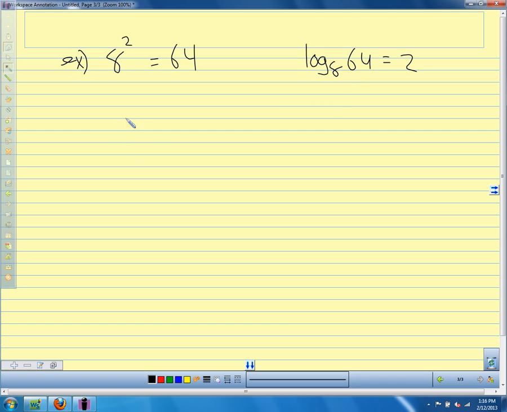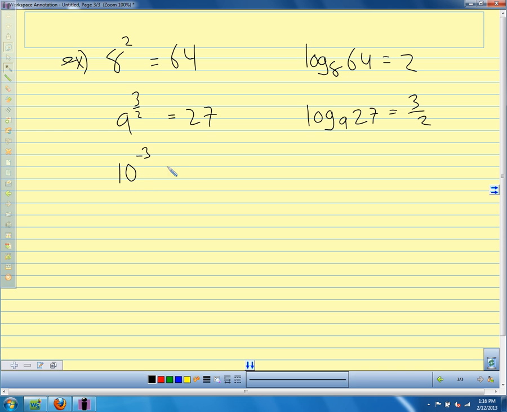How about 9 to the 3/2 equals 27? How would I write that in logarithmic form? Log base 9 of 27 equals 3/2. All right, this one is similar to the one we just did. We're kind of going the other direction.